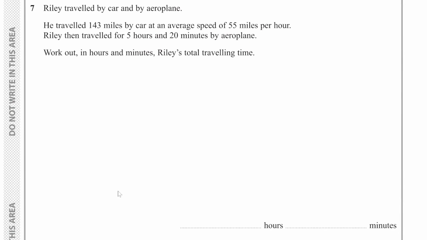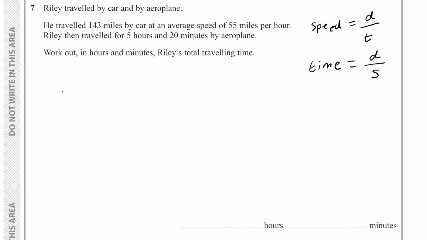Question 7. Riley travelled by car and by aeroplane. He travelled 143 miles by car at an average speed of 55 miles per hour. Riley then travelled for 5 hours and 20 minutes by aeroplane. Work out in hours and minutes Riley's total travelling time. So we know speed is equal to distance divided by time. If we want to find time, we multiply by time and divide by speed. So time is distance divided by speed.